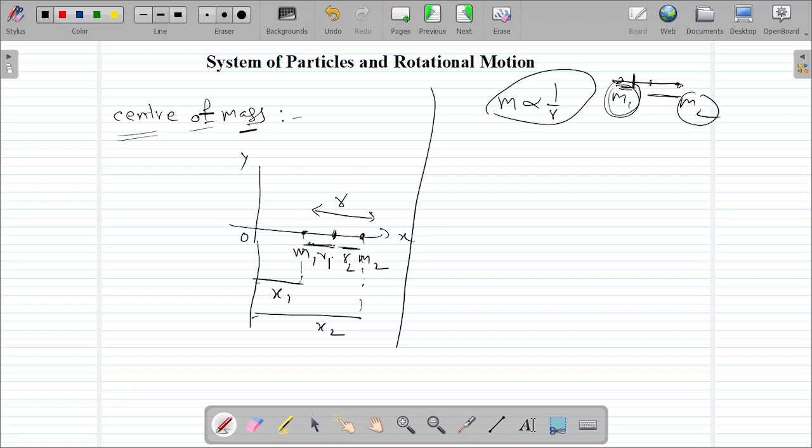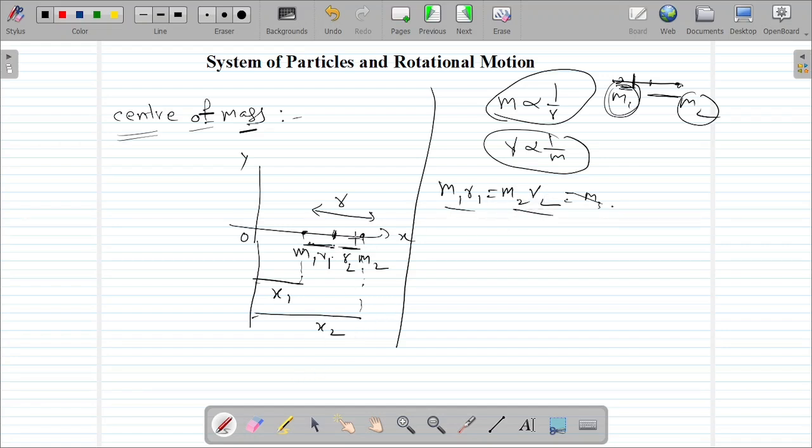So mass is inversely proportional to the radius, or radius is inversely proportional to the mass. It's not radius, distance. Distance is inversely proportional to the mass. So from this, m1 r1 equal to m2 r2 for two particles. For three particles, then that will be equal to m3 r3. Okay, we don't want that. We are considering two particles, so m1 r1 equal to m2 r2.